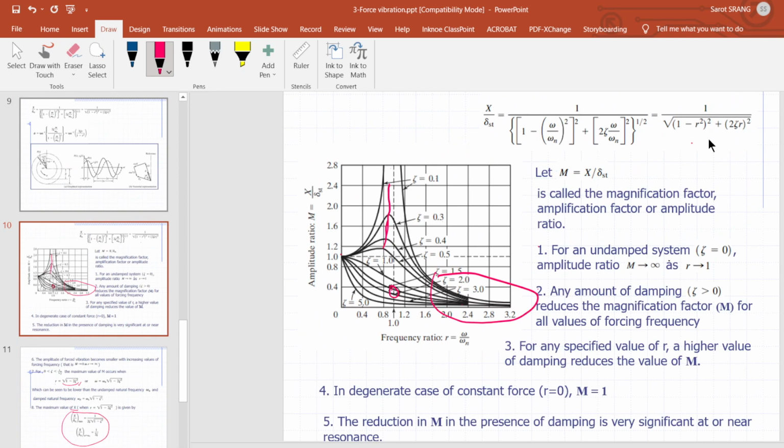So the meaning of the ratio here is the amplitude of the vibration in the dynamic case, meaning an oscillating force, over the amplitude of the static case. In the static case, the displacement happens only one time and stays there. But in the dynamic case, it oscillates like this, and we take the amplitude and make a ratio with the static case. This is the meaning of it.